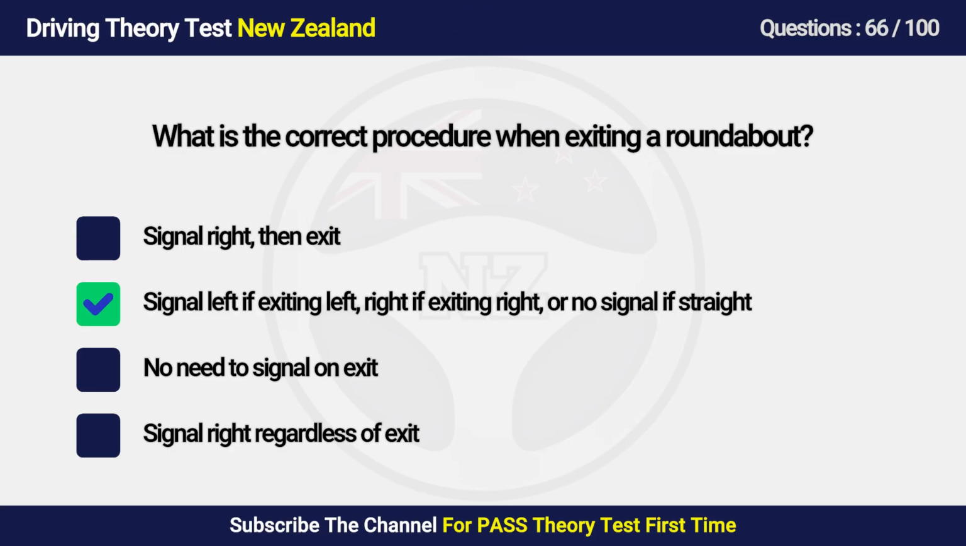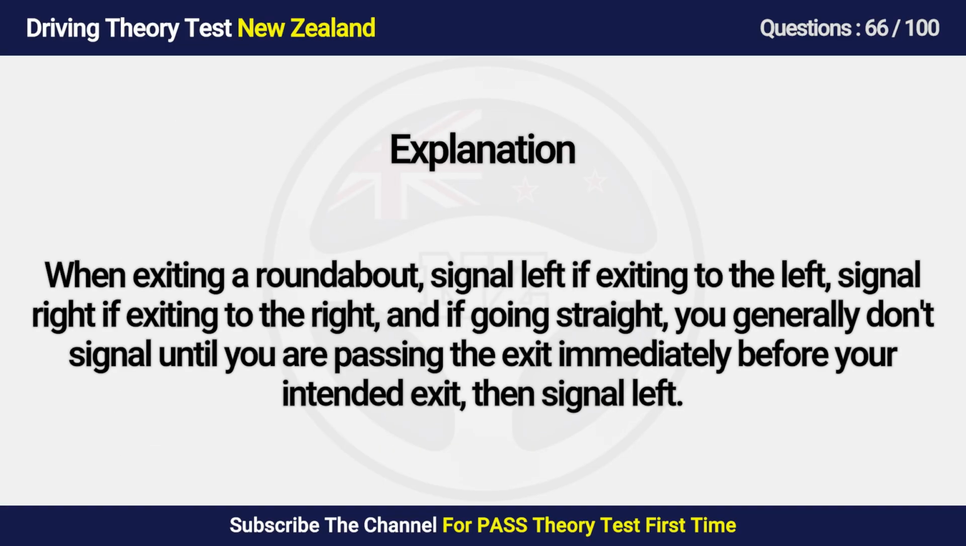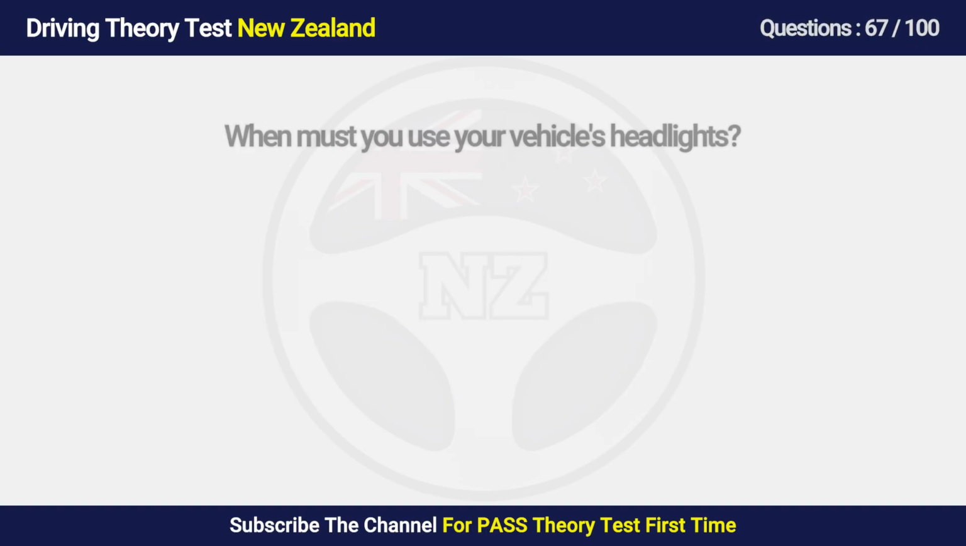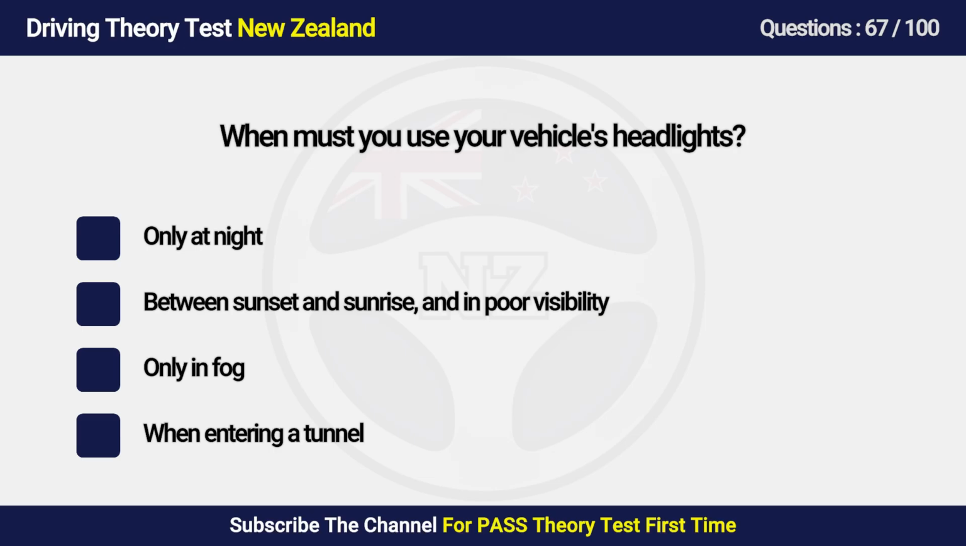Answer is B. Signal left if exiting left, right if exiting right, or no signal if straight. When exiting a roundabout, signal left if exiting to the left, signal right if exiting to the right. And if going straight, you generally don't signal until you are passing the exit immediately before your intended exit, then signal left.